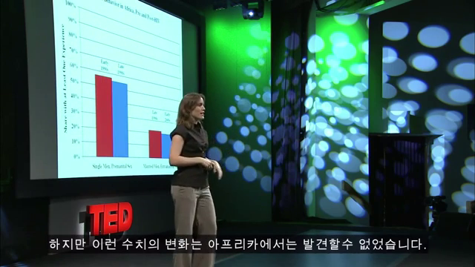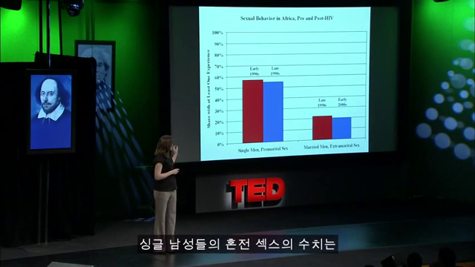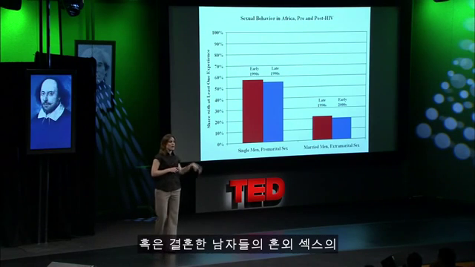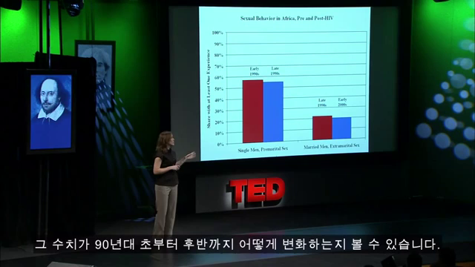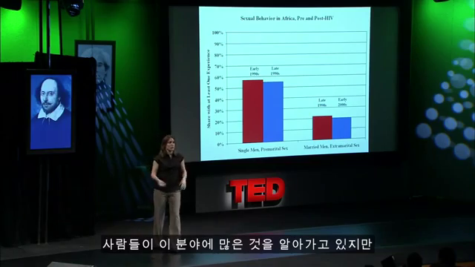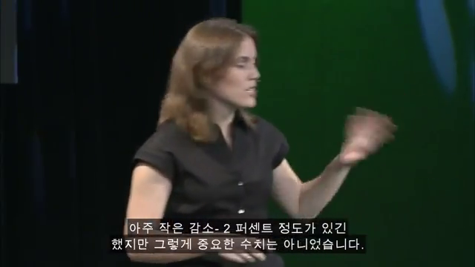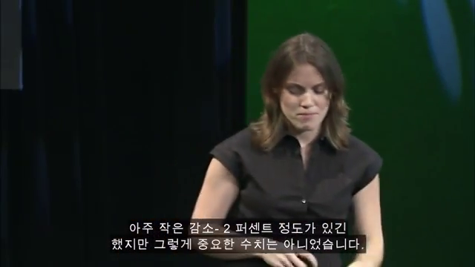We didn't see anything like that in Africa. So we don't have quite as good data, but you can see here the share of single men having premarital sex or married men having extramarital sex and how that changes from the early 90s to late 90s or late 90s to early 2000s. The epidemic is getting worse. People are learning more things about it. We see almost no change in sexual behavior. These are just tiny decreases, 2 percentage points, not significant.